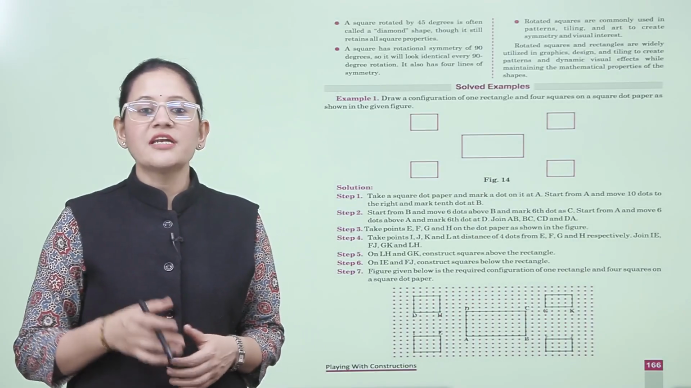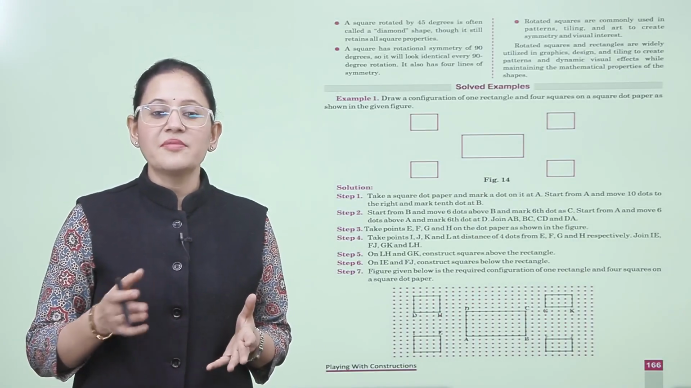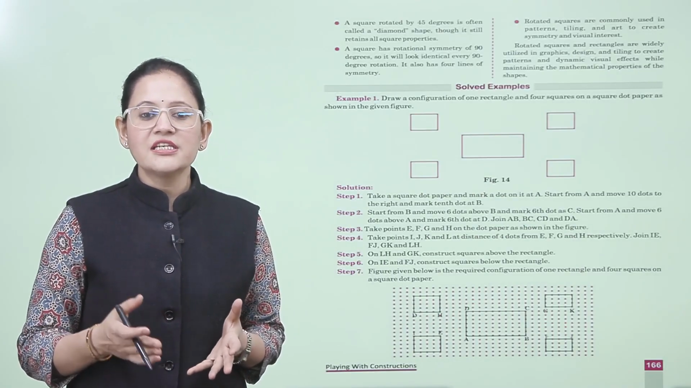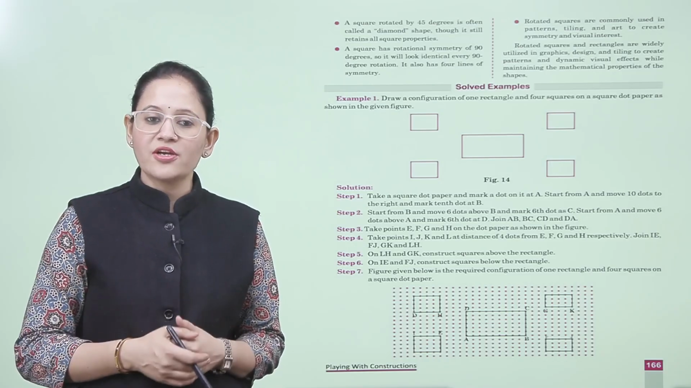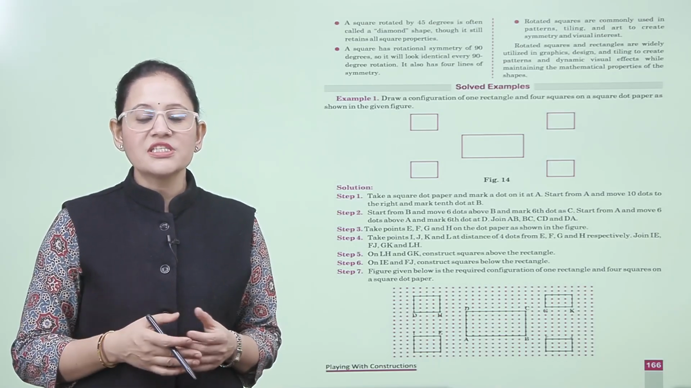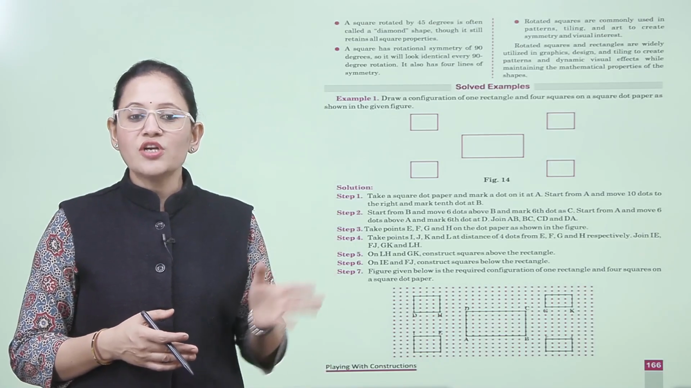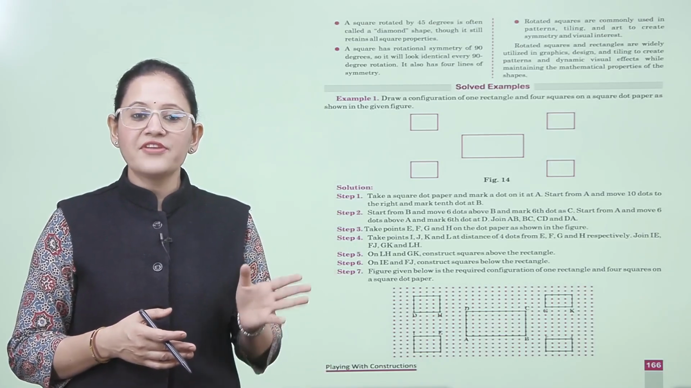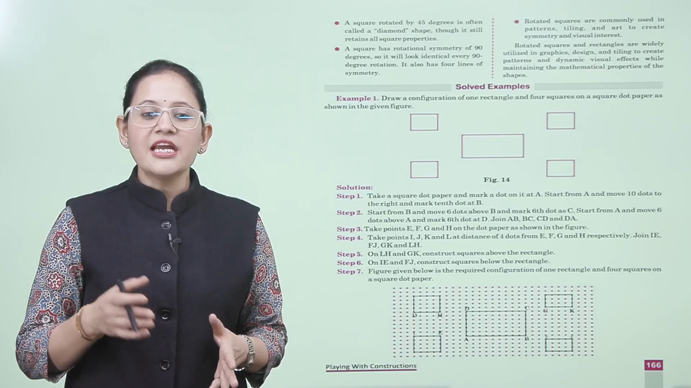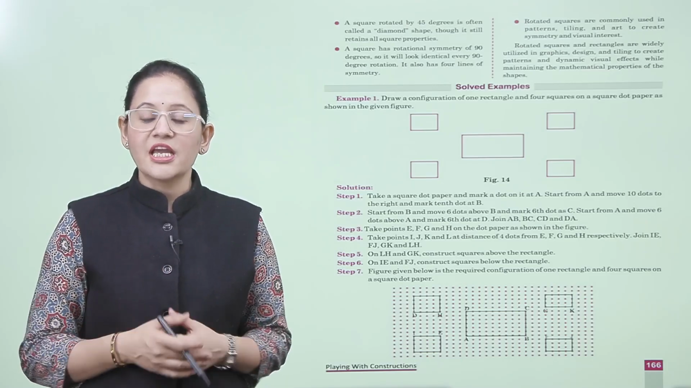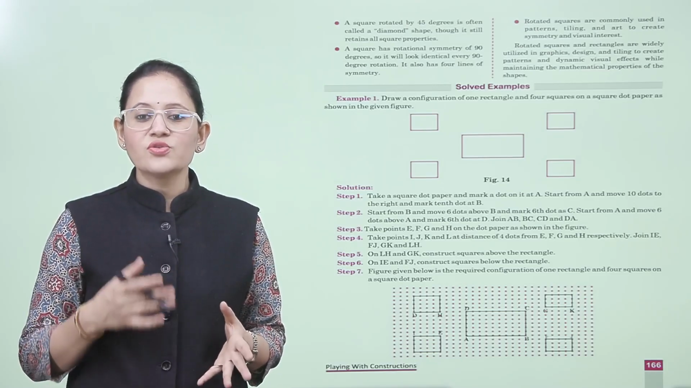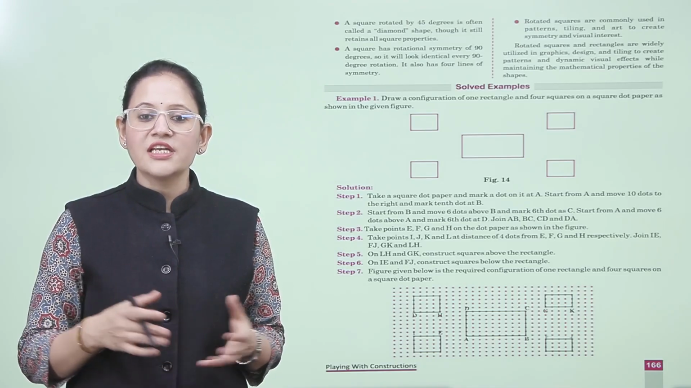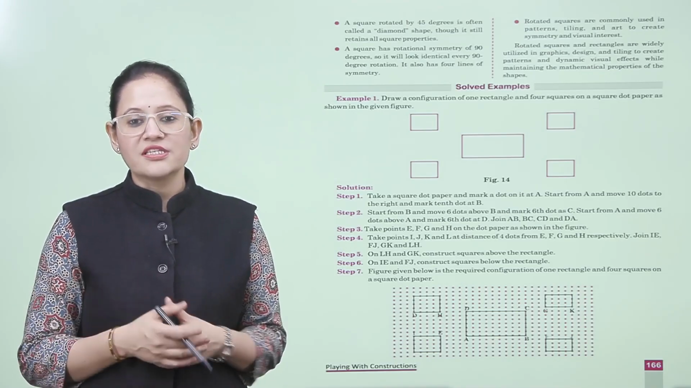A square rotated by 45 degrees is often called a diamond shape, though it still retains all the properties of a square. The square has rotational symmetry of 90 degrees, so it will look identical at every 90 degree rotation. It has 4 lines of symmetry. Rotated squares are commonly used in pattern styling and art to create symmetry and visual interest.